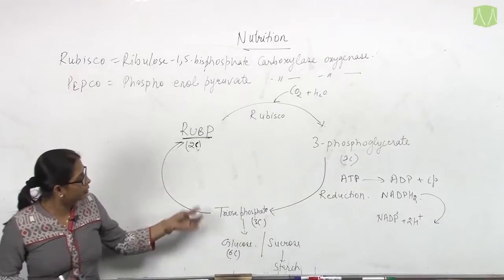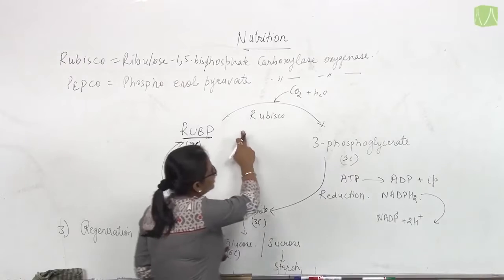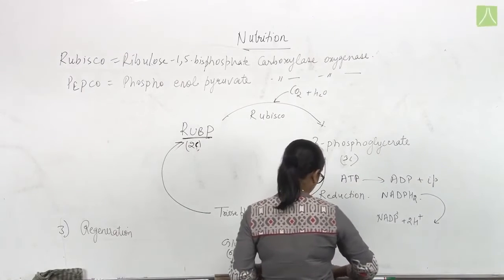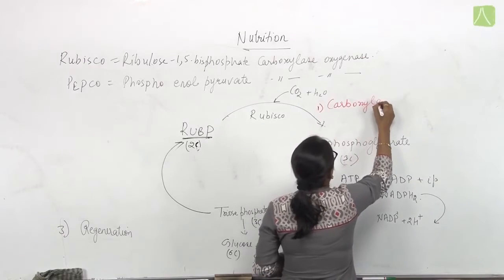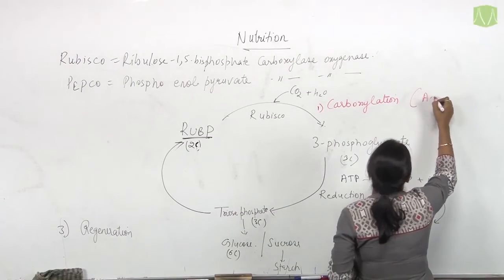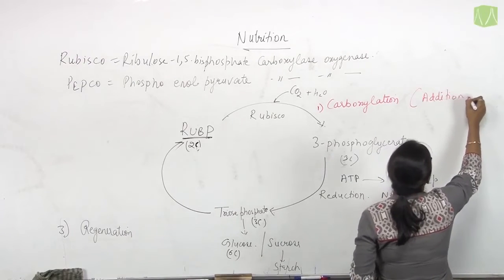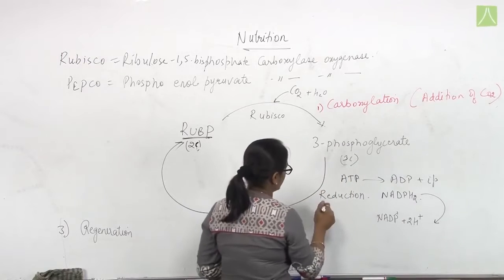So this particular cycle, where carboxylation is the first step. Carboxylation means addition of CO2. Reduction is the second step.